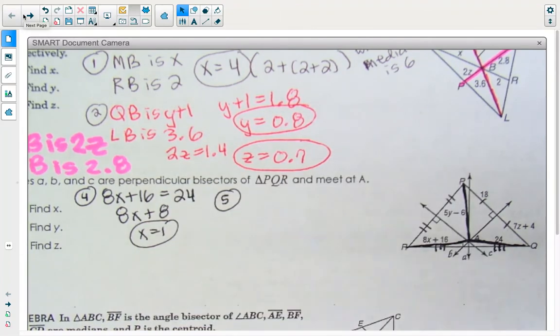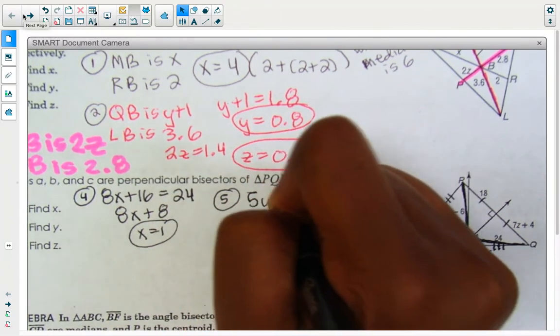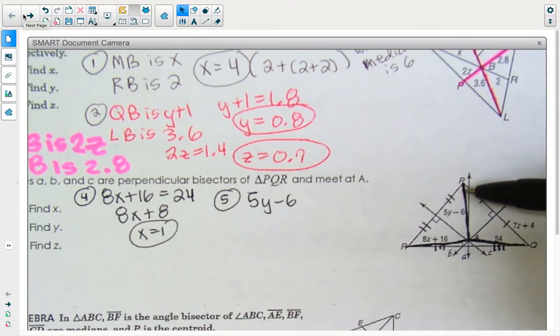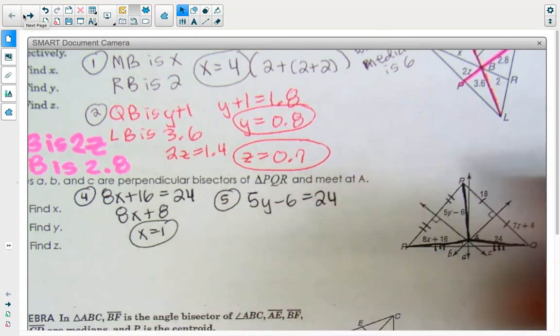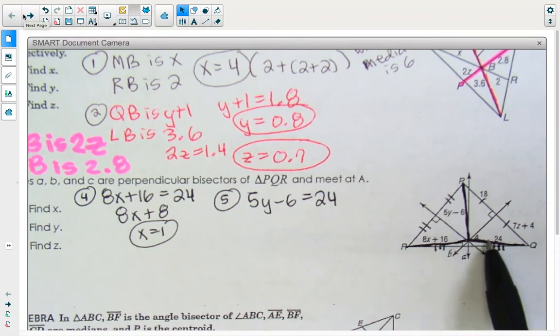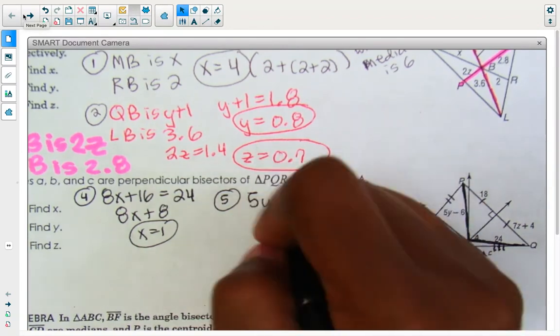Number 5, we're looking for Y. I'm going to do the same thing. I'm going to do 5Y minus 6. So that's this segment here. This segment here is 5Y minus 6, and I'm going to set that equal to 24. Because again, I know that this segment is congruent to this segment, is congruent to this segment. So I solve my equation.